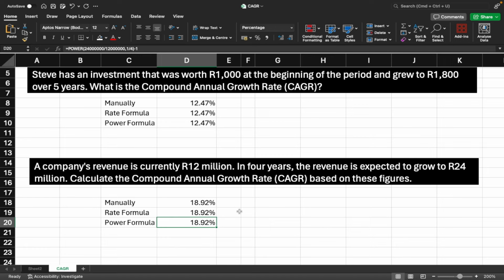Now, what are the advantages and the disadvantages of CAGR? Well, let's end with that. Let's look at the advantages and the disadvantages. So here are the advantages and the disadvantages of CAGR.